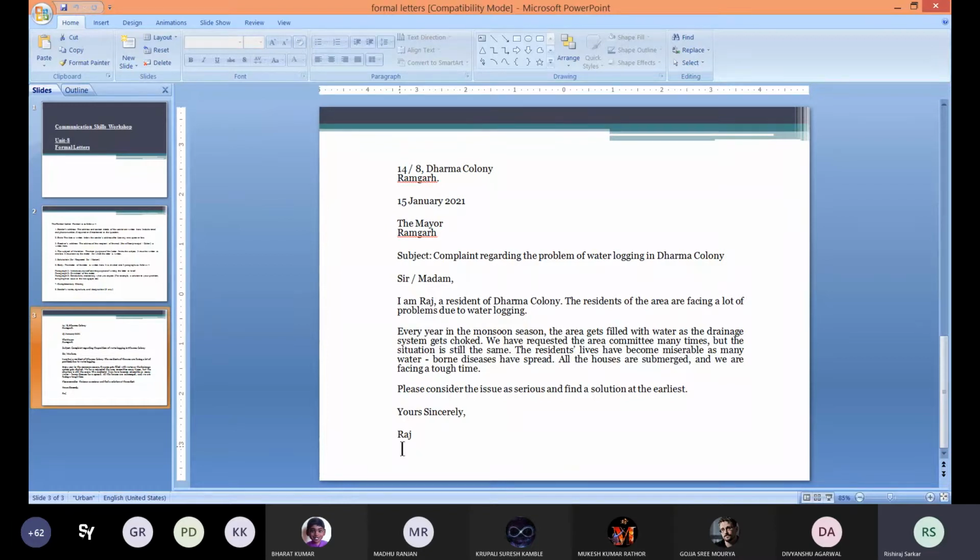It is not always necessary to write the designation, like this letter is addressed to the mayor. So then generally Raj is the resident of his or her area, so there is no need to give the designation because you are not working in the same office.